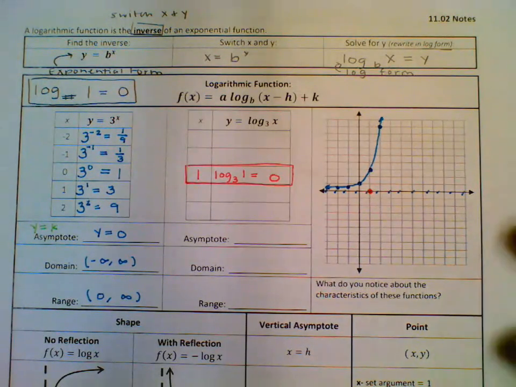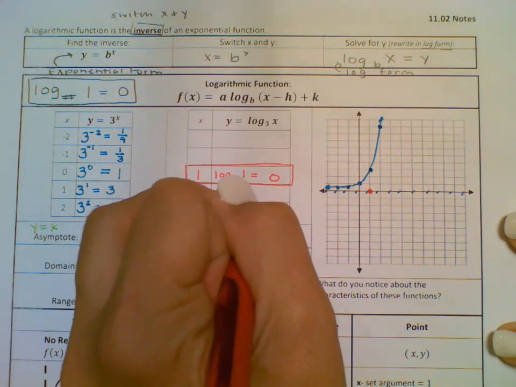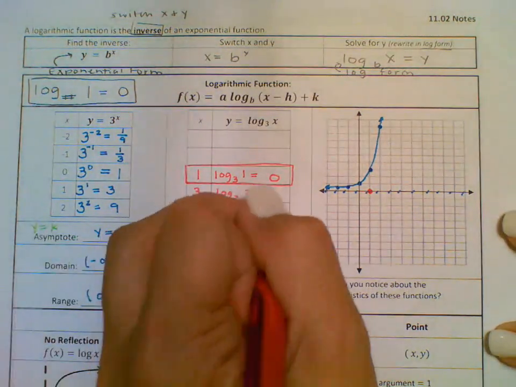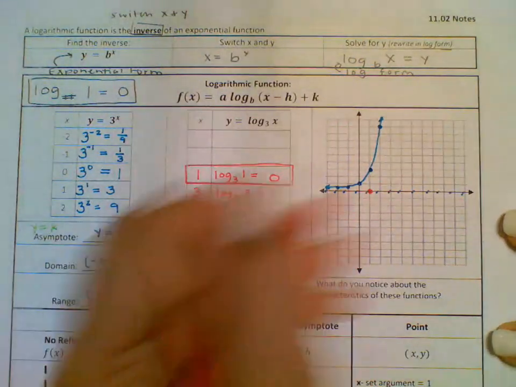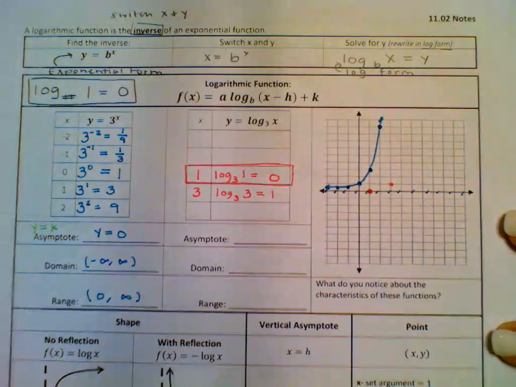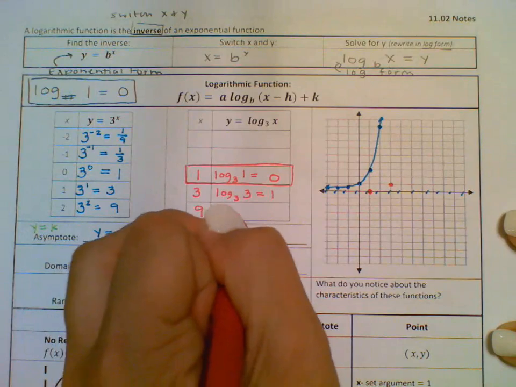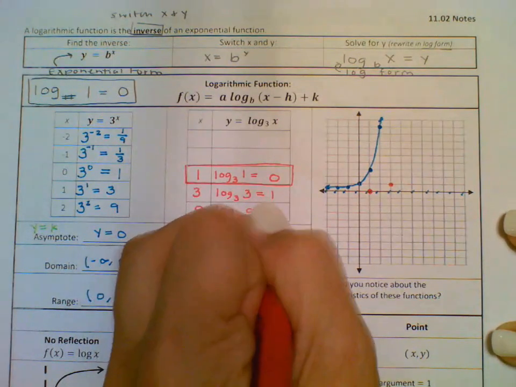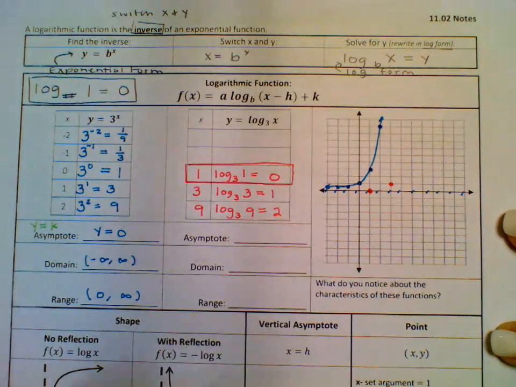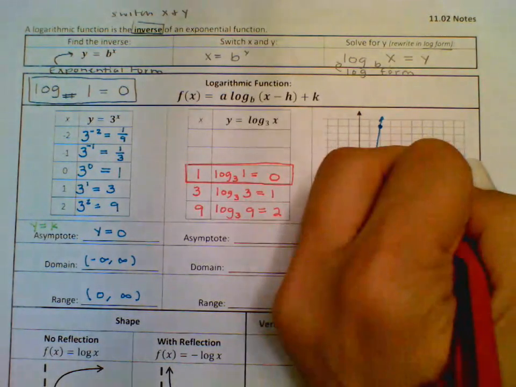Another point that we can plug in is 3. Log base 3 of 3, what exponent turns a 3 into a 3? That is an exponent of 1. So (3, 1) is also a point on our graph. And then I can also plug in 9. Log base 3 of 9 is 2. The exponent that turns 3 into a 9 is a 2. So 9 is up at 2.